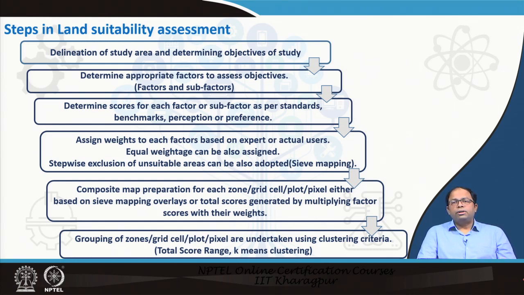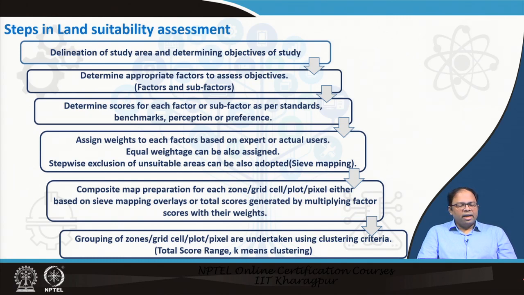In that case, what we will do, we will exclude those areas from the map which have a slope of certain value. And after that, we choose the next factor and so on, and we keep on excluding areas which are not suitable, and ultimately we are left with only some amount of area in the entire area that we are assessing, and that would be suitable for that particular objective.